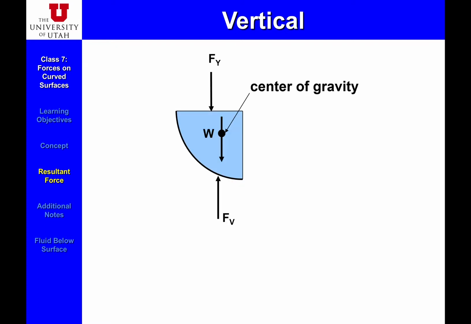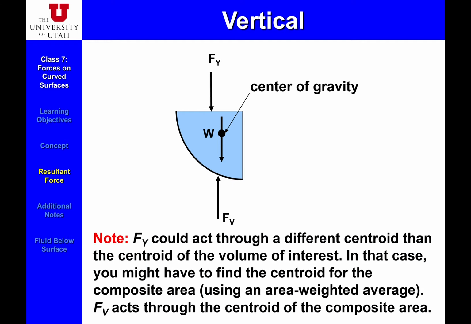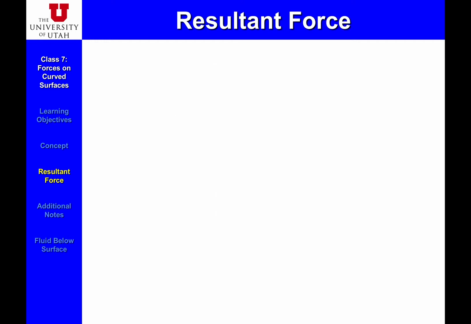Now looking at this a little bit more, we need to think about that location of the center of gravity. We could have a different centroid for our isolated area that we're looking at in comparison to the centroid for the composite area. And you'd have to compute that using an area weighted average. So we need to just pay attention to that if we have sort of an odd shape above the area that we're studying.